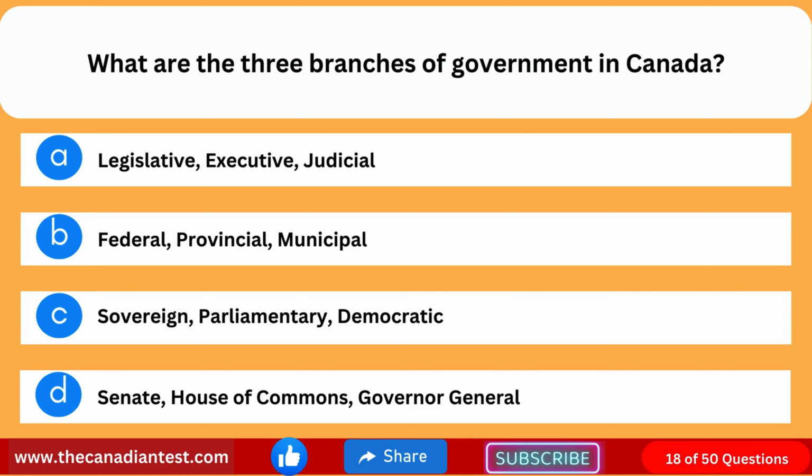What are the three branches of government in Canada? Option A, legislative, executive, judicial. Option B, federal, provincial, municipal. Option C, sovereign, parliamentary, democratic. Option D, Senate, House of Commons, Governor General.